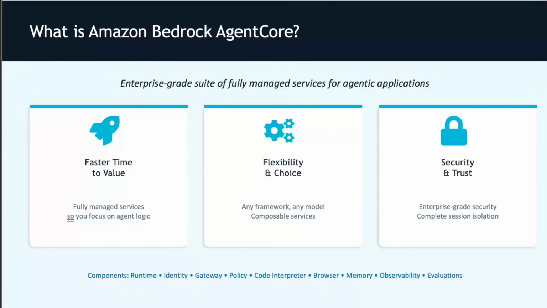AgentCore also has different components through which it achieves all these things. Some of them are AgentCore Runtime, AgentCore Identity, AgentCore Gateway, AgentCore Policy, AgentCore Code Interpreter, and then AgentCore Browser, Memory, Observability, and Evaluations. Think of it as a toolkit, where each service solves a specific production problem, and together they become AgentCore.